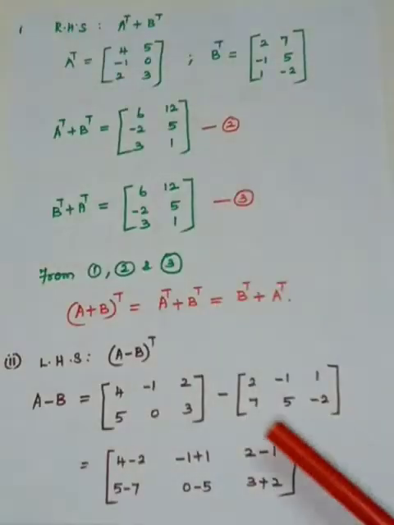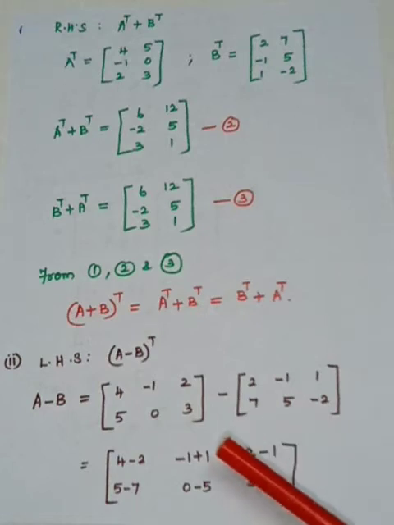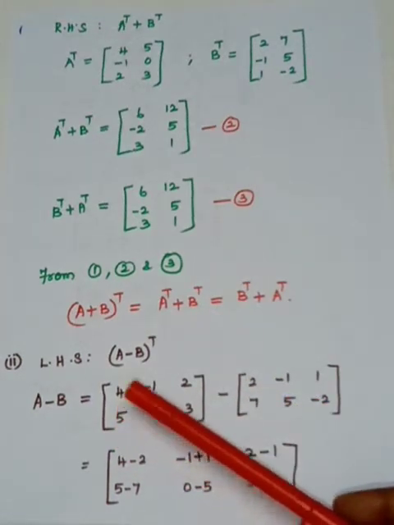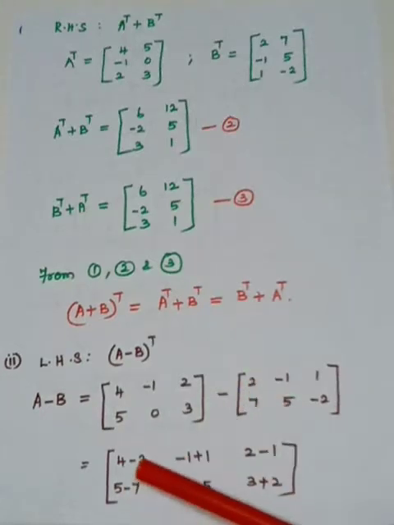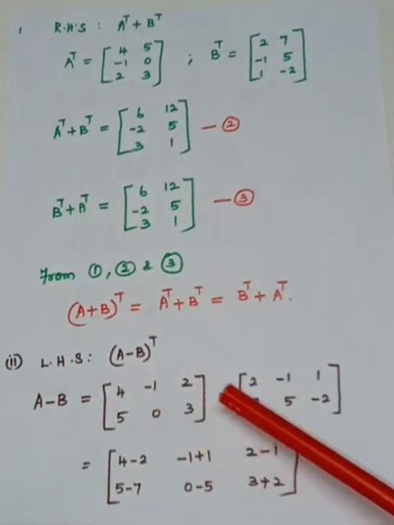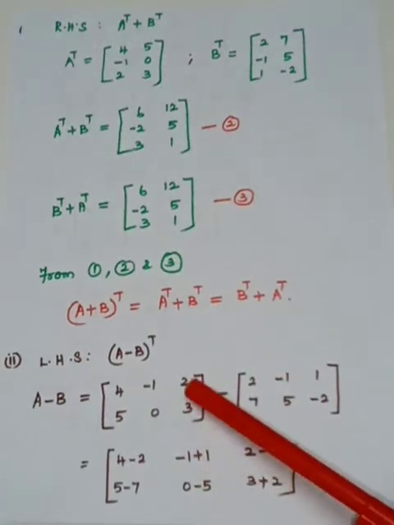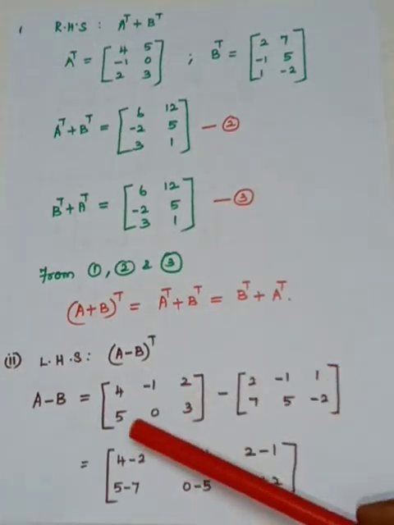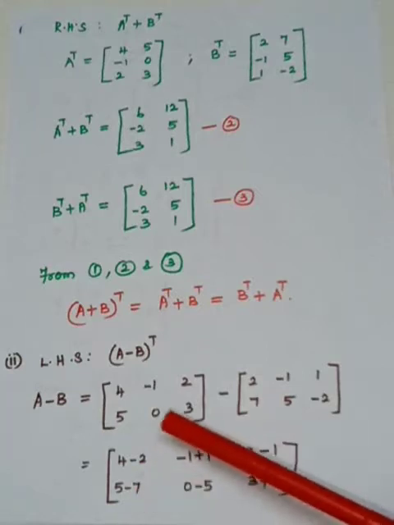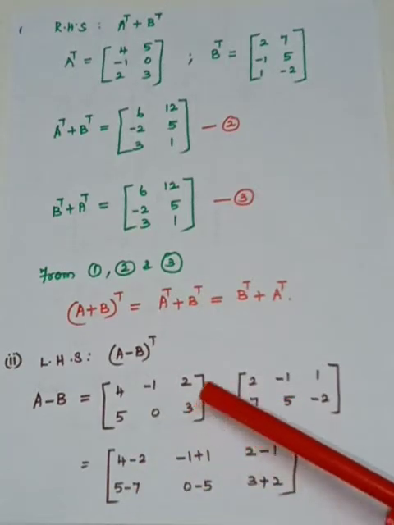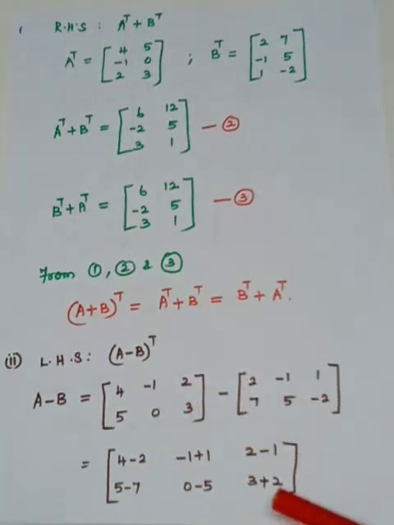So you have to do the subtraction. See now the corresponding entries have to be subtracted. So 4 minus 2 and minus 1 minus of minus 1. So minus of minus 1 is plus 1. 2 minus 1 and 5 minus 7. 0 minus 5. 3 minus of minus 2, that is 3 plus 2.